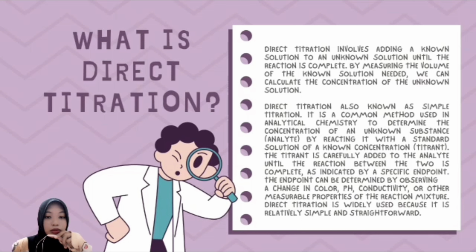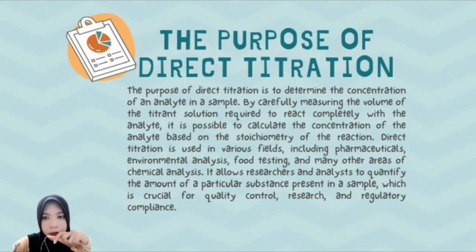Direct titration is widely used because it is relatively simple and straightforward. The purpose of direct titration is to determine the concentration of an analyte in a sample by carefully measuring the volume of the titrant solution required to react completely with the analyte. It is possible to calculate the concentration of the analyte based on the stoichiometry of the reaction.